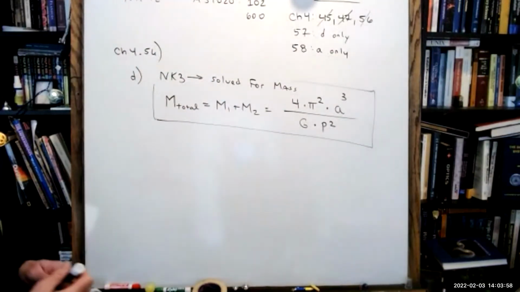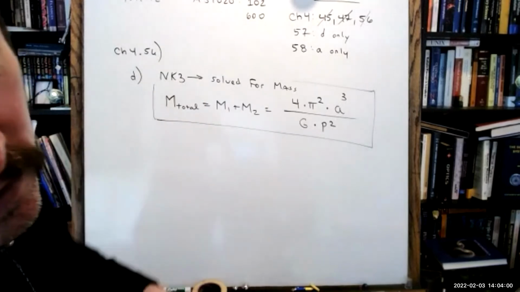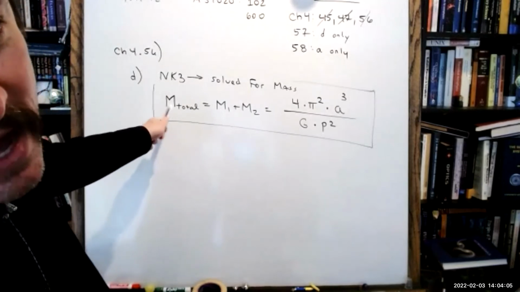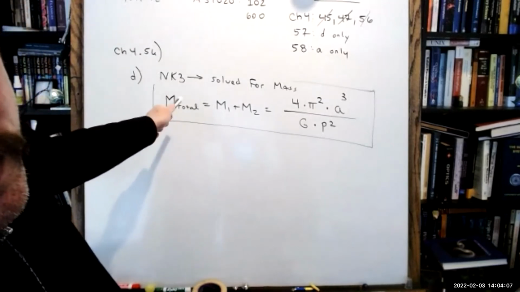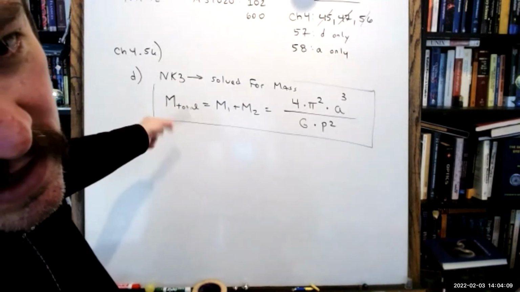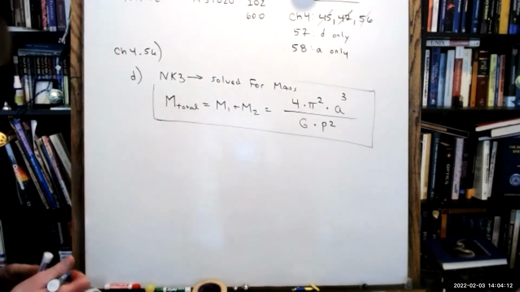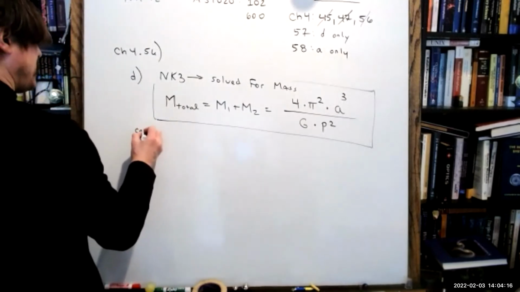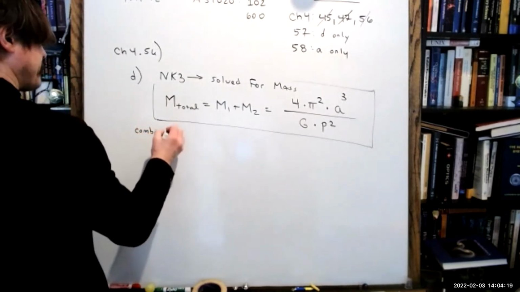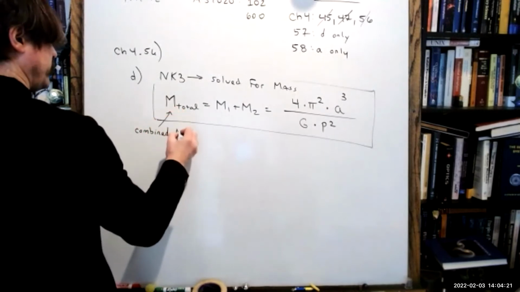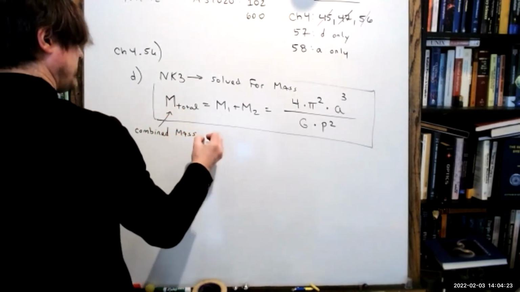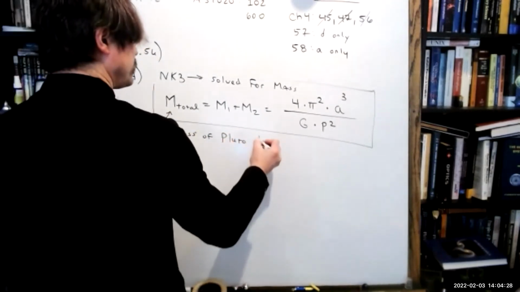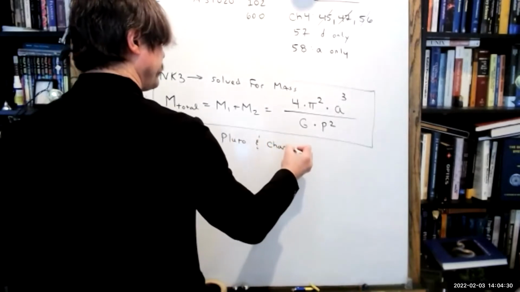NK3 solved for mass. And this is why you're learning this formula, because this is what astronomers use it for. They sometimes call it the cosmic balance beam, because this is how astronomers measure the masses of big things like stars and planets. In question D, they want us to find the combined mass of Pluto, and it has a moon called Charon.